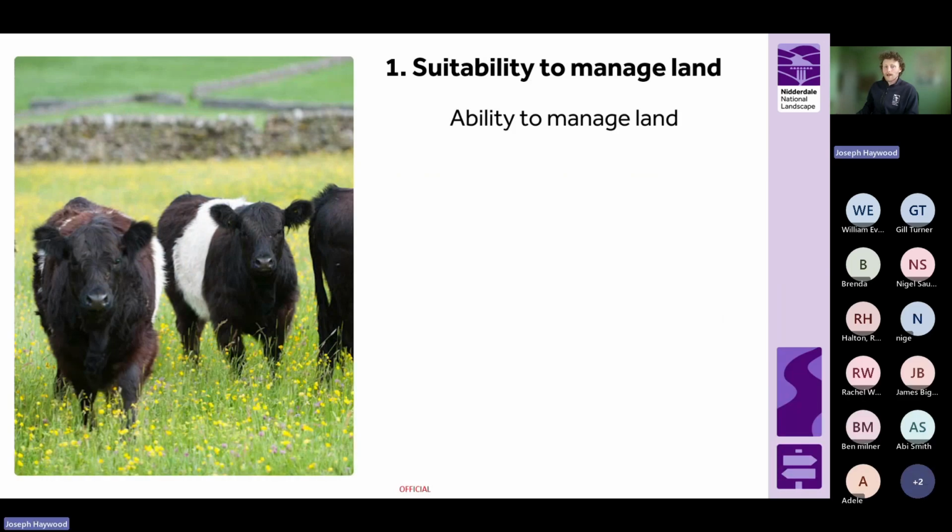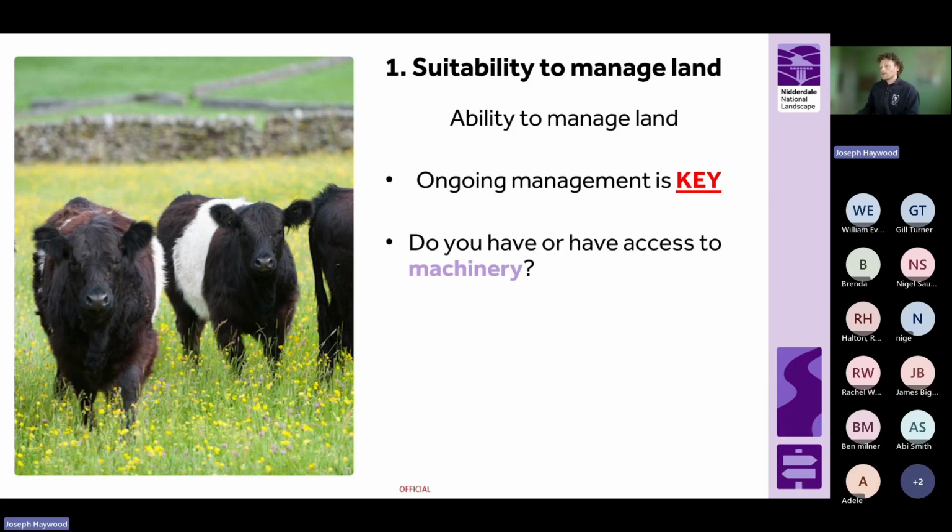Finally, we want to look at the ability to manage the land. So ongoing management is key. As I said, if you left a grassland without any management, and it didn't have sufficient natural grazing pressure, it would ultimately become a woodland. So you need some sort of management. So do you have access? Do you have yourself a mower, or do you have access to one? Maybe you've got a neighboring farmer nearby who's got all the machinery and you want to strike up a relationship with them. So that's for mowing your meadow.